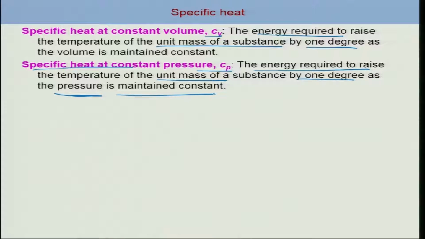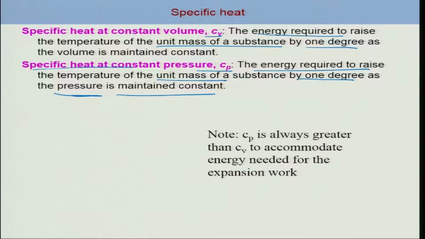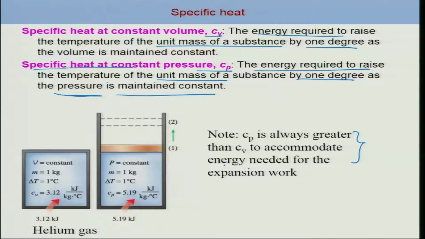So this is by definition, and it is universal. It doesn't depend on which particular substance you're talking about. Cp is always greater than Cv to accommodate energy needed for expansion work. So for example, in the case of helium, you have a volume which is constant here, mass is 1 kg, and the delta T, again we are keeping it 1 degree Celsius, because that's the change. It requires 3.12 kilojoules to raise 1 degree, and that's why Cv is 3.12 kilojoules per kg degree Celsius.